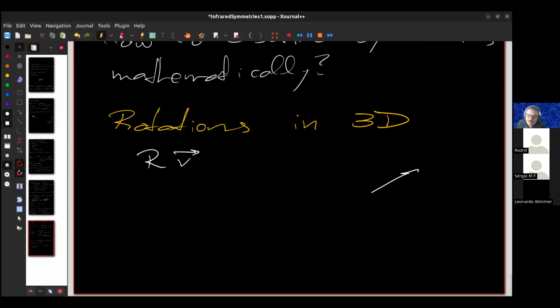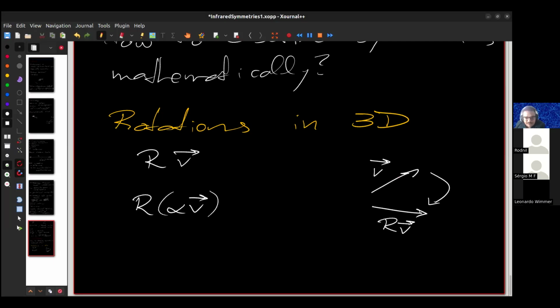So for example, if I have this vector V over here, maybe I apply R and it brings it over here. So this is the rotated version of V. What can I ask? What do I expect of R for it to be a rotation? The first thing I will ask is that it is a homogeneous function in the sense that it doesn't see length. So if I have any constant alpha multiplying V, I expect this to be alpha times RV.